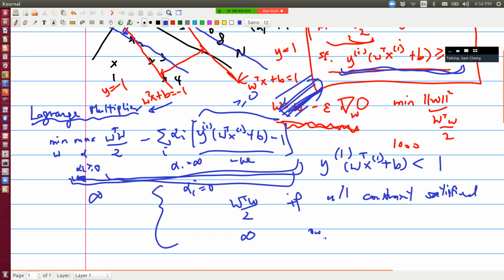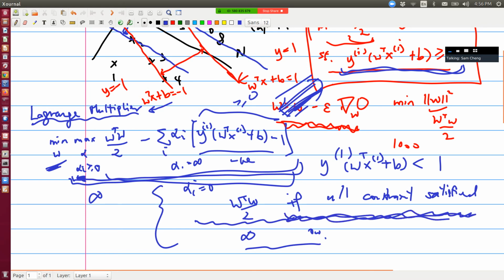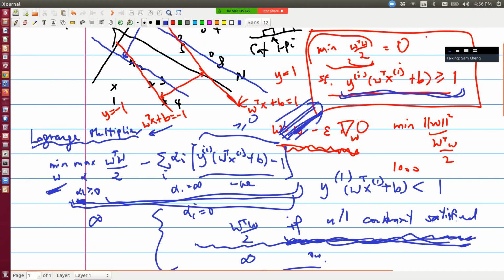And of course, the outer optimization is trying to minimize. So I won't pick the otherwise case, because in that case this will be infinity, and I'm trying to minimize this function. Therefore I will always look for cases where all constraints are satisfied. So is that clear? Why are these two optimizations identical?